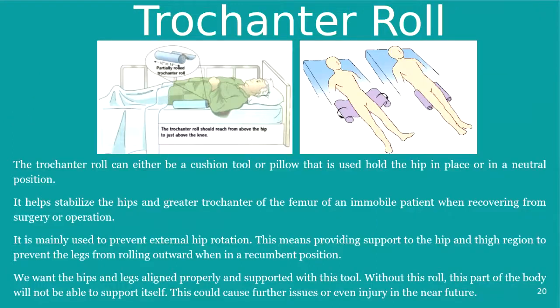So here's a picture of a trochanter roll. The trochanter roll can either be a cushion tool or a pillow that is used to hold the hip in place or in a neutral position, and it helps stabilize the hips of the greater trochanter of the femur of an immobile patient when recovering from surgery or operation. And it's mainly used to prevent external hip rotation and prevent the legs from rolling outward when in a recumbent position. So this is important because it could prevent further issues or even injury in the near future.